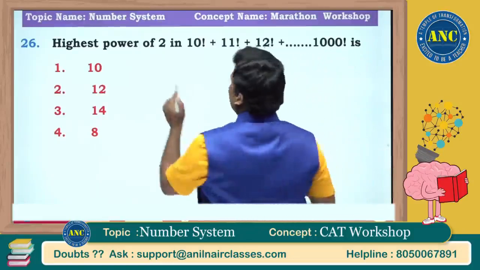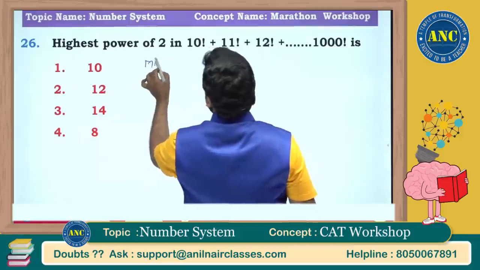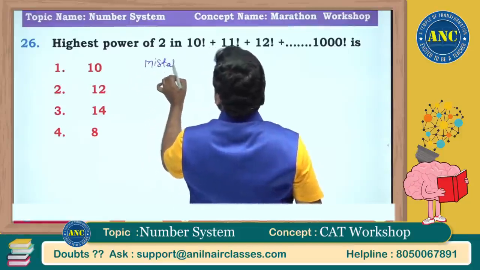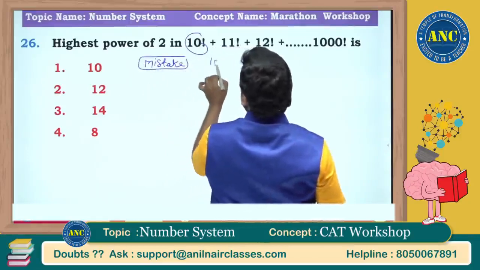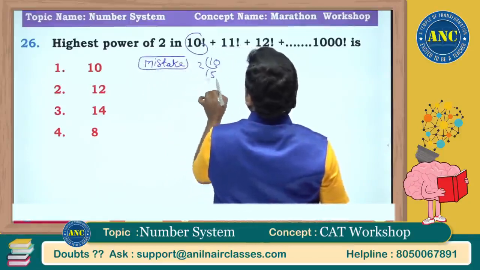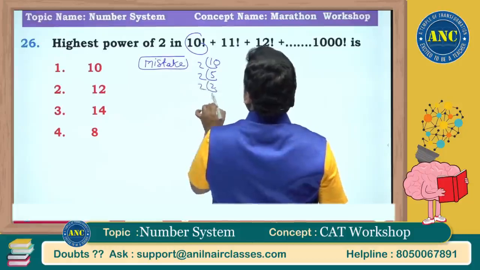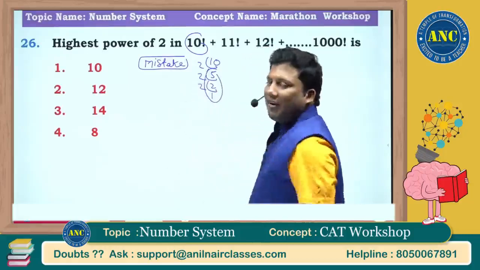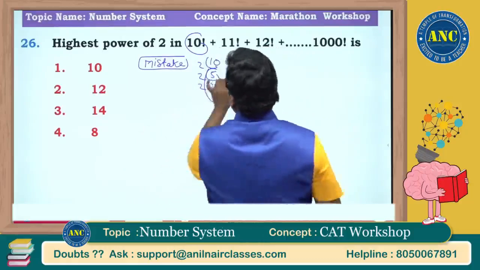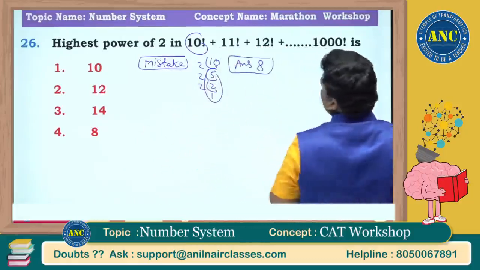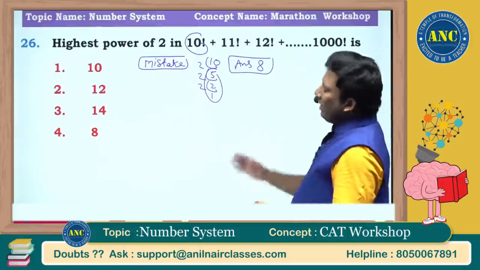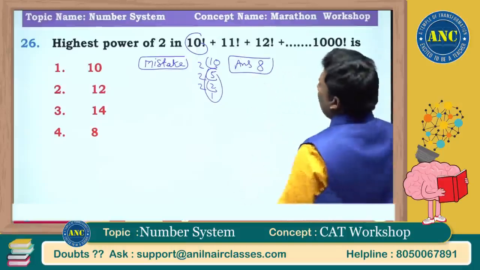Most of the students will make a mistake. I don't know who taught them this kind of weird logic. They will take 10 factorial: 2 5s are, 2 2s are, 2 1s are, 5 plus 2 plus 1. They will tick the answer as 8 without even thinking mathematically why they are taking 10 factorial. Directly they will write it.